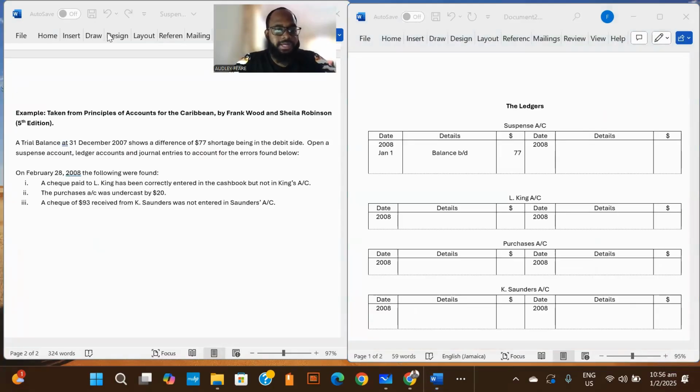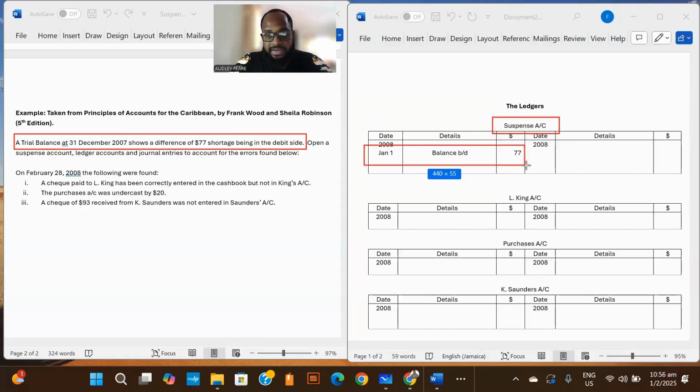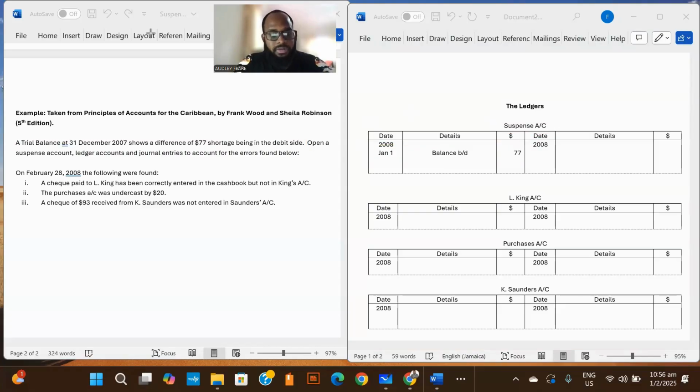It said here that a trial balance was short $77 on the debit side. So we know automatically we draw up our suspense account and we're going to put that on the same side, the $77. And this was December 31. So that's why you see January 1 balance brought down, because we have to balance off and bring our account forward as you would already mastered with the double entry. After that, what we're going to do now is to record the errors.